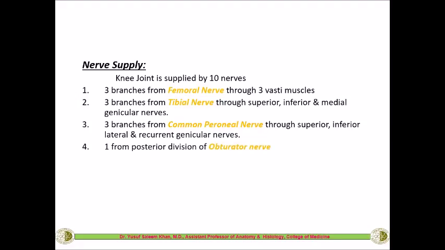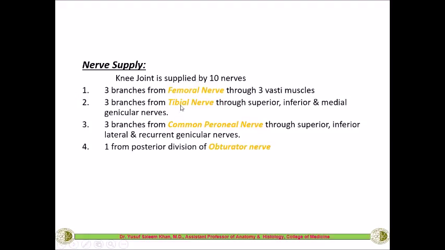And 1 branch from the obturator nerve. So actually the femoral nerve and the obturator nerve are the 2 nerves which supply both the hip joint and the knee joint, so you can feel the referred pain. Okay, so these are some of the nerves, the 10 nerves which supply the knee joint.